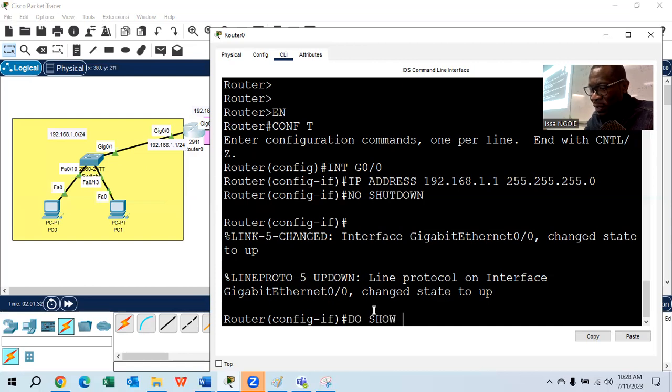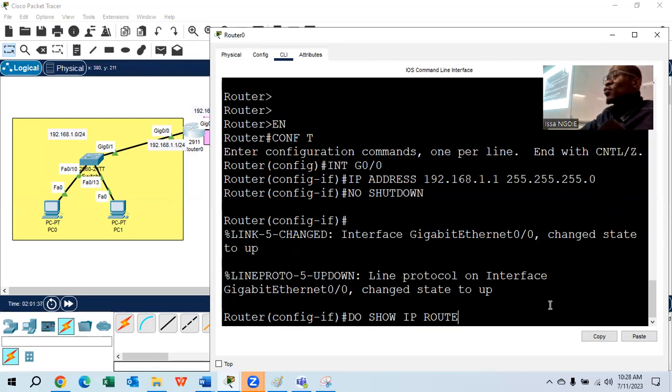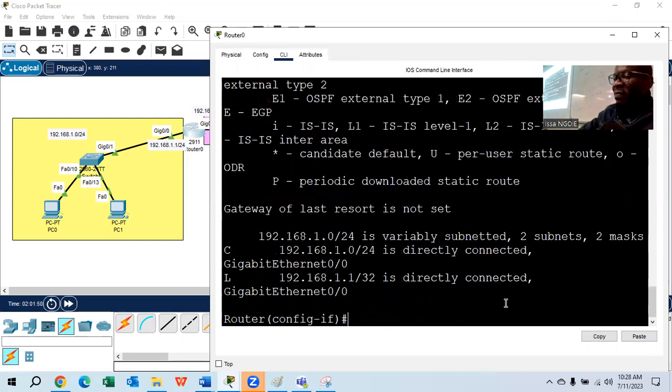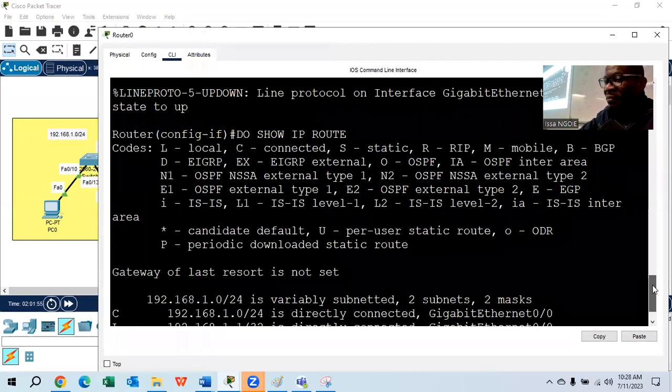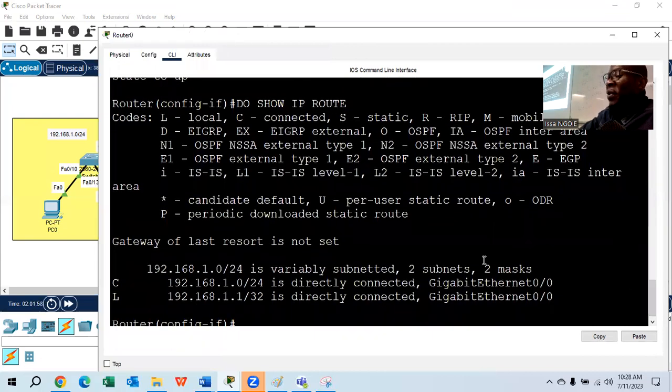Do show IP routes, right? Do show IP routes. What does it mean? You want to learn something about your router. You want to check the information that your router saved on the database. Okay, let's see how the database looks. Do show IP routes, but remember the actual command is show IP routes. But because we are in the wrong mode, that's why I'm putting do.